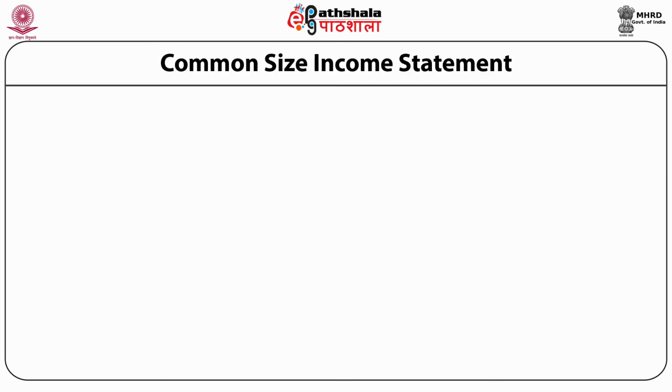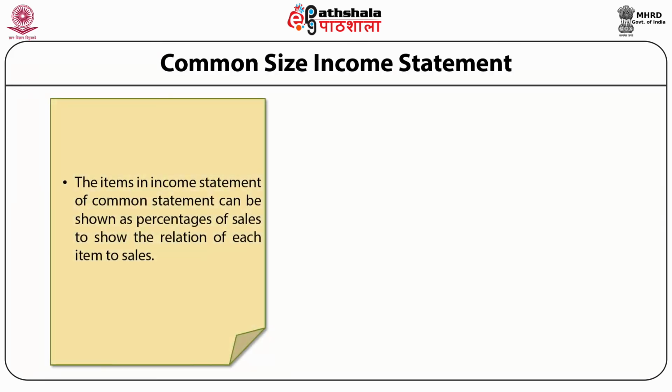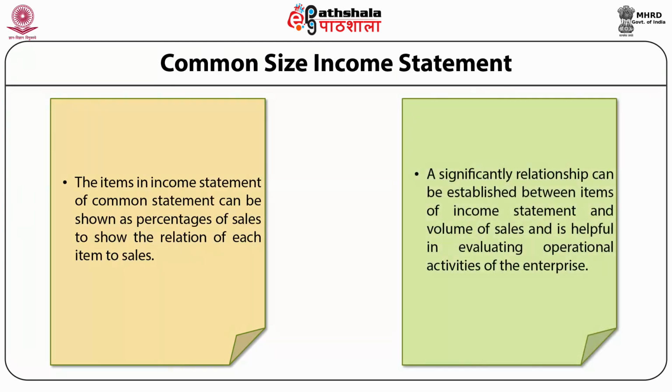Common size income statement. The items in the income statement can be shown as percentages of sales to show the relation of each item to sales. A significant relationship can be established between items of the income statement and volume of sales, and this is helpful in evaluating operational activities of the enterprise.